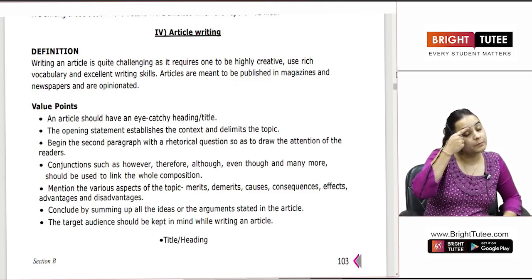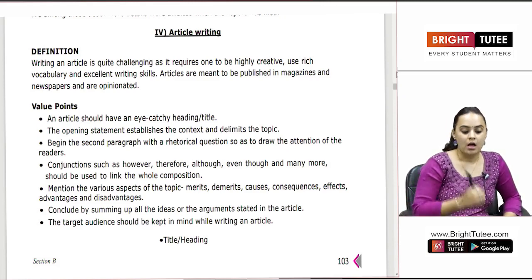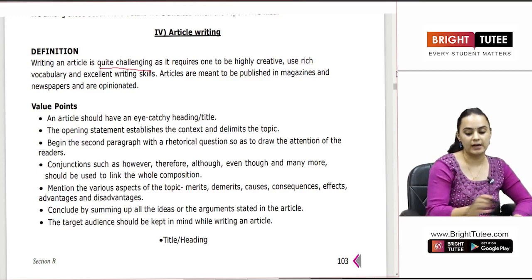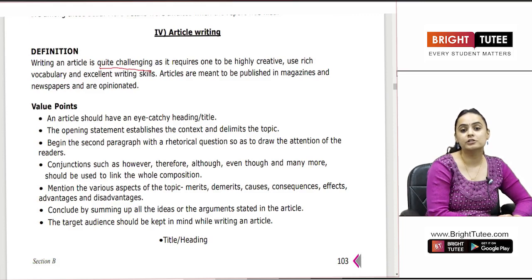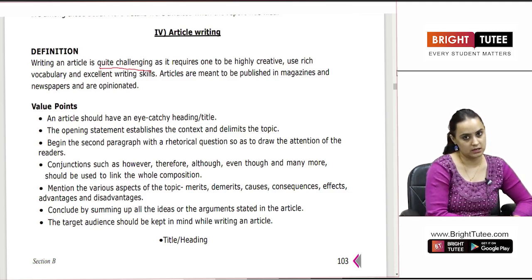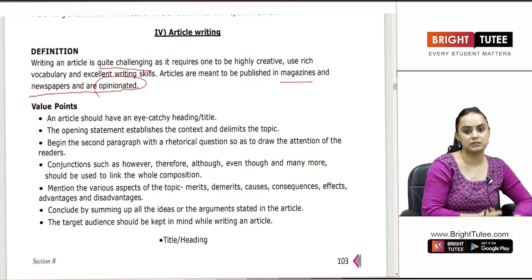Now before we begin with the details of writing an article, we ought to understand what is an article and why it is written. Writing an article is very challenging. It is a little difficult to write an article. And why is it so? Because one has to be very creative and one has to use very good vocabulary and expressions when writing an article.